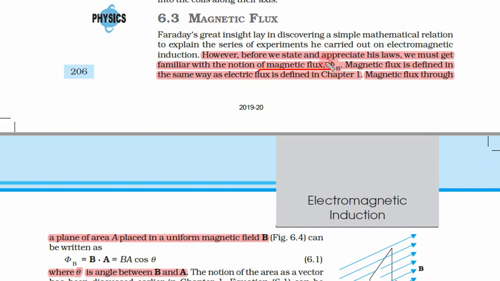You know this magnetic flux is the magnetic field into area. This we have learned. Similarly, we have seen the electric flux as well. So phi B is the magnetic flux, and phi E is the electric flux. Magnetic flux is defined in the same way as the electric flux we defined in chapter 1, so it is very similar to electric flux. Magnetic flux through a plane of area A placed in a uniform magnetic field B. So let us see this.